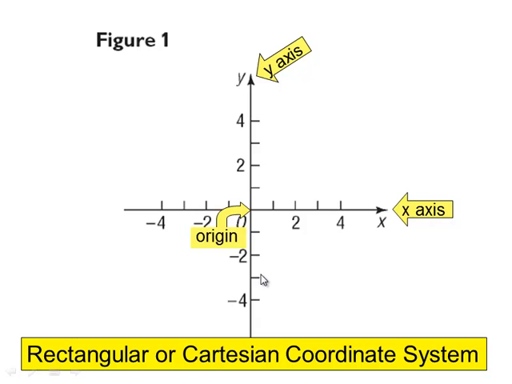Here we've got both the x-axis, which is a real number line, at right angles with the y-axis, which is another real number line, and those two axes cross each other at 0 on their respective coordinate systems. And at that crossing of the two axes is what we call the origin.